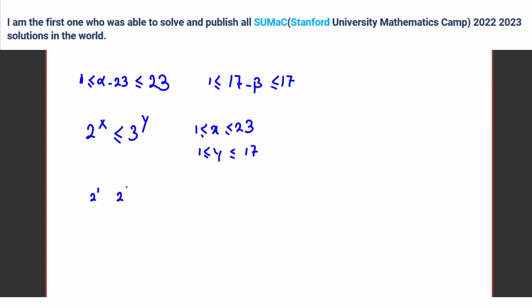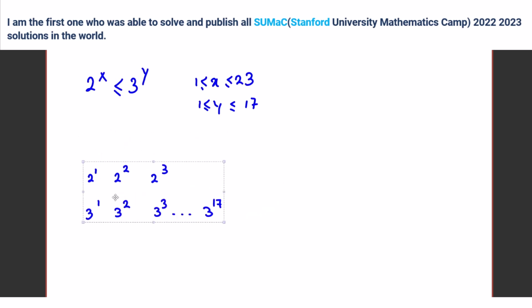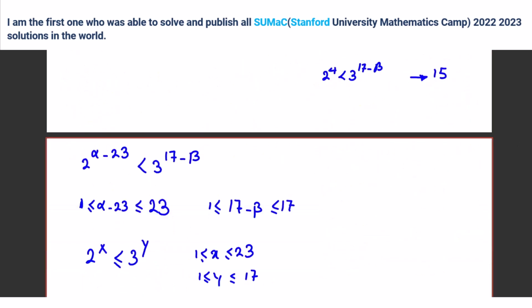So when you consider 2 to the 1, 2 squared, 2 cubed, you can see. And also here we have what? 3 to the 1, 3 squared, 3 cubed, to 3 to the 17, right? Okay, so for 2 to the 1, let's write something like this. For 2 to the 1, how many of them are greater than that? Here, let's see. It's 17, yes.